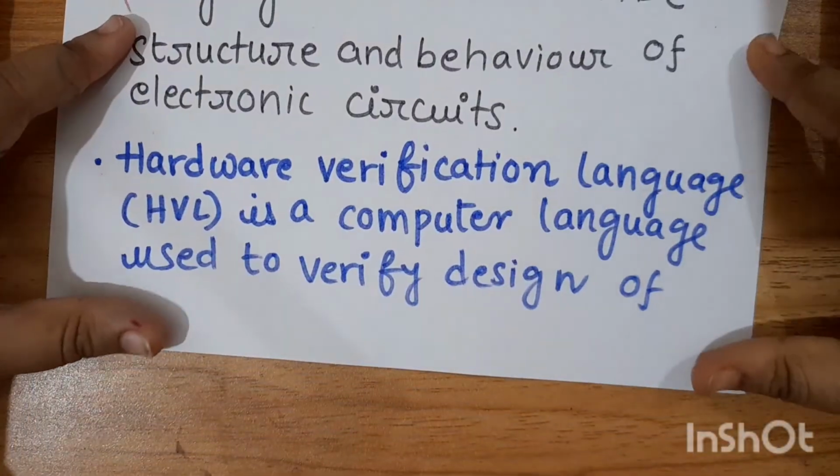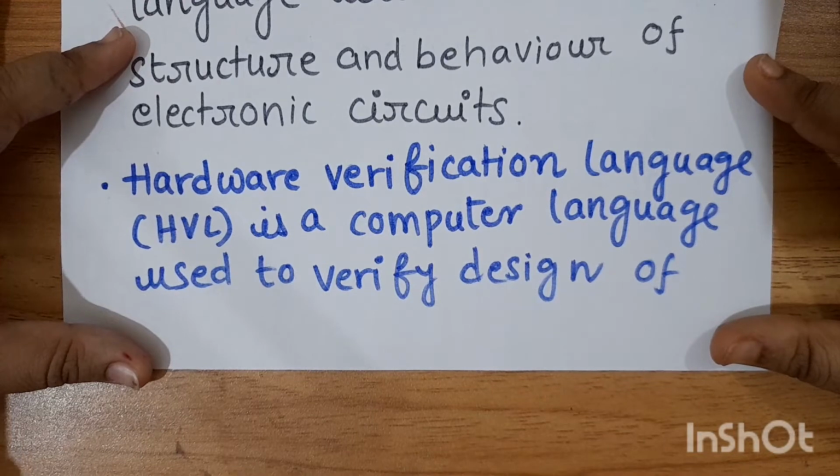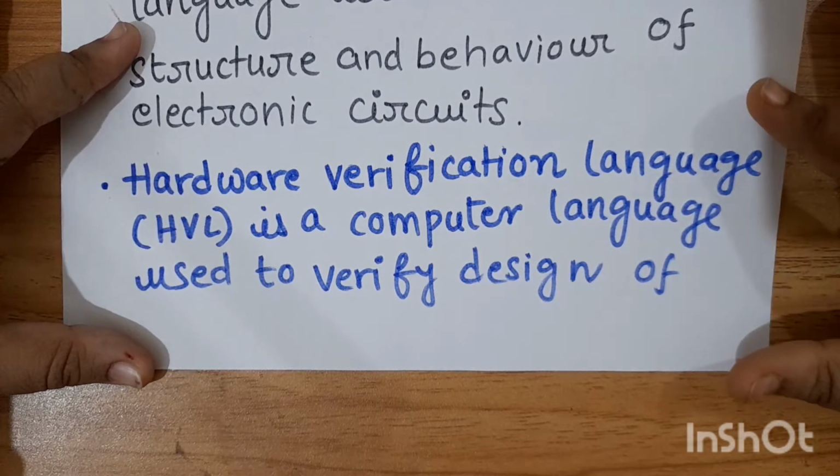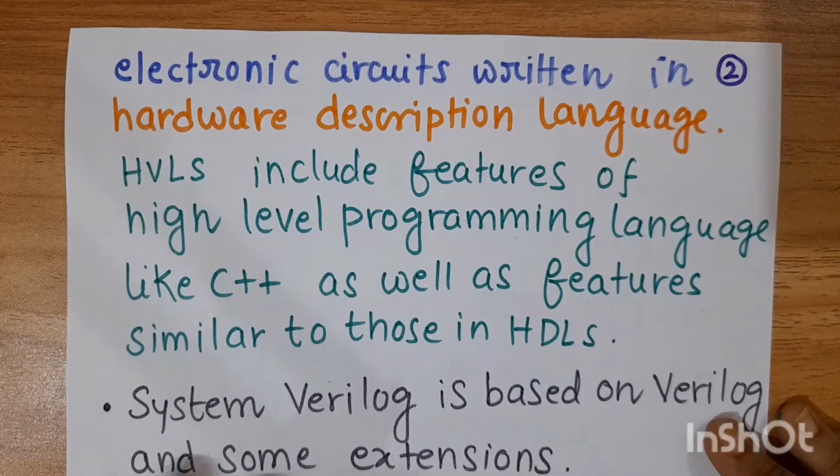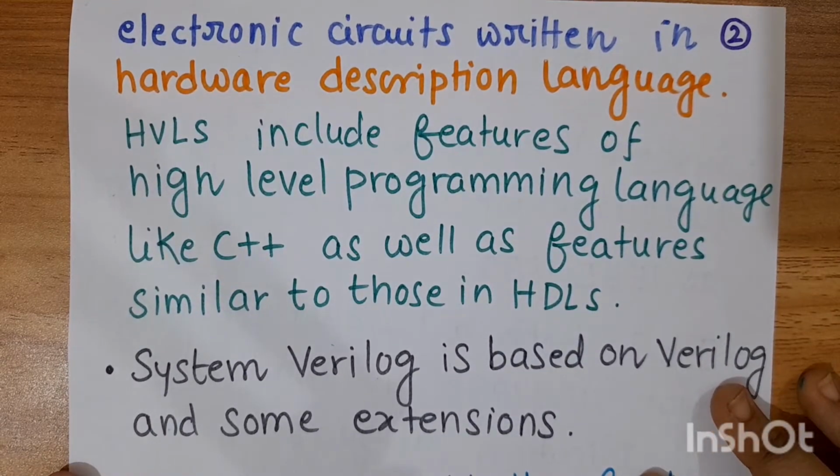Now, hardware verification language. Hardware verification language, that is HVL, is also a computer language, but it is used to verify the design which is written in HDL. HVLs include features of high-level programming languages like C++, as well as features similar to those in HDL.